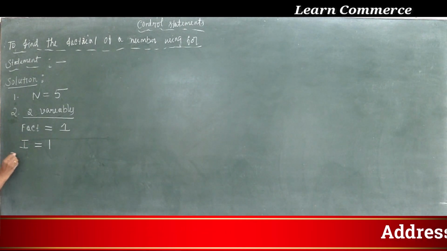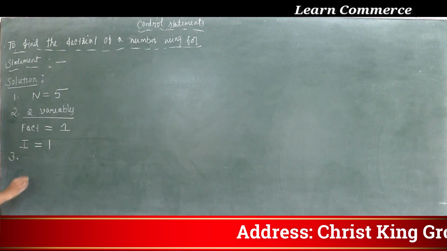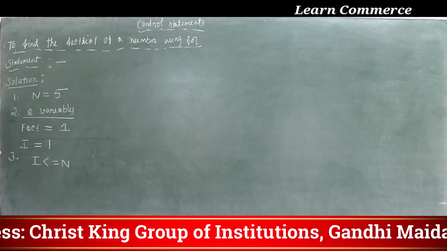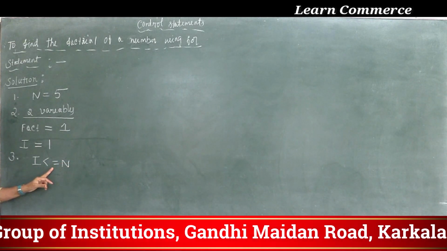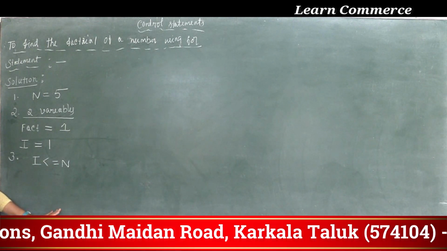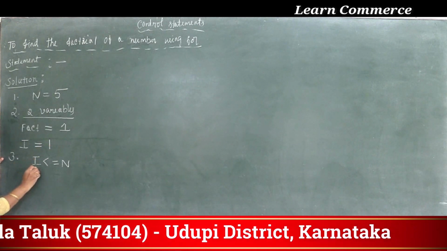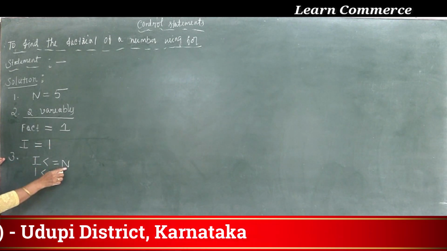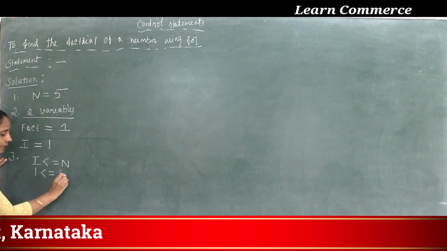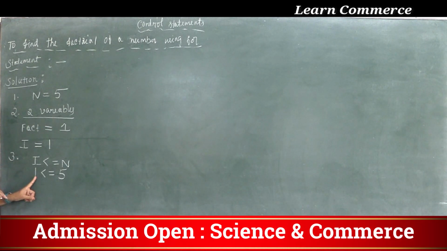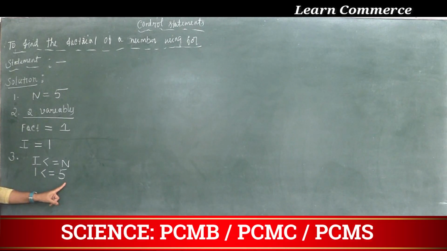And later, the third step I am going to use here. I need to use the condition i value less than or equal to n. If such a condition is true, it executes the statement. As we know the i value is 1, and 1 is less than or equal to the value of n, which is 5. That means the condition is true, correct? So 1 is less when you compare it with the value 5, that means the condition is true, and it executes the statement.